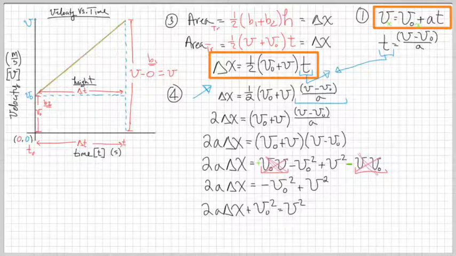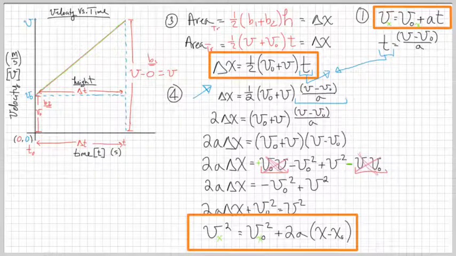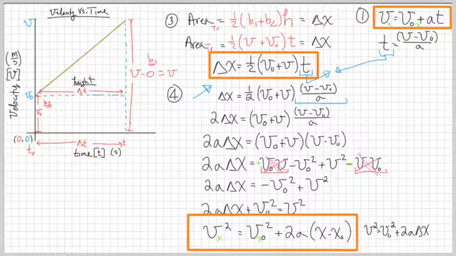Move things around to make it look a little prettier, get rid of that minus sign, and we'll end up getting it the way that it appears on our AP equation sheet, namely that final velocity squared equals initial velocity squared plus twice the acceleration times the displacement of the particle. I often write it like this, as well as most everybody else.